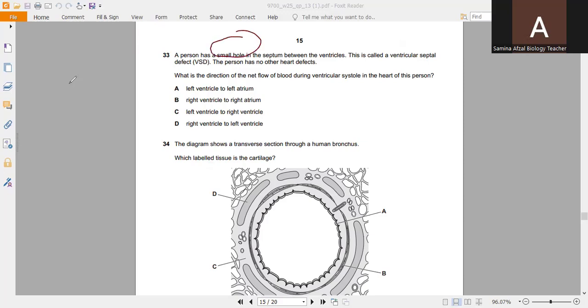So this hole is between the ventricles. There is no role of the atrium over here. Again, no role of the atrium. So, left ventricle to right ventricle.